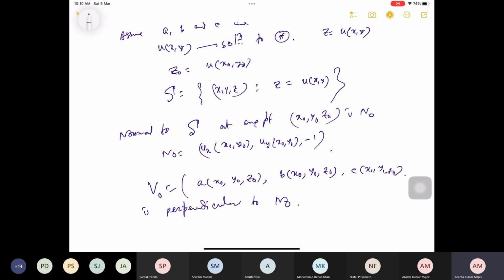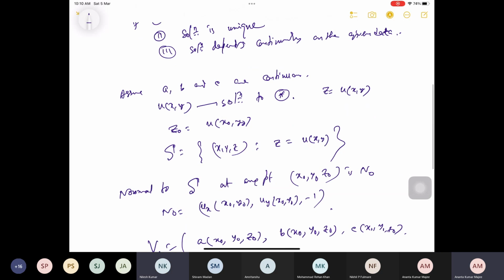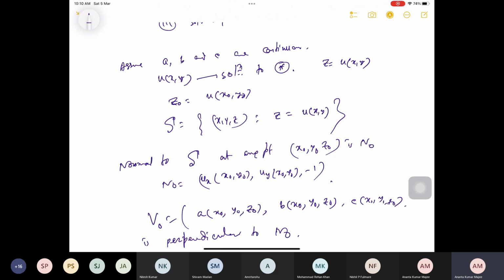Sir, how did you get the normal vector? This one, N0. Yes. So what is the tangent in this case? Then actually it should be perpendicular to that, no? Yes. So this is a surface, z = u(x,y). So the tangent should be u_x, u_y, no?